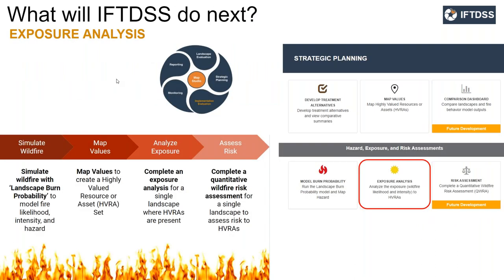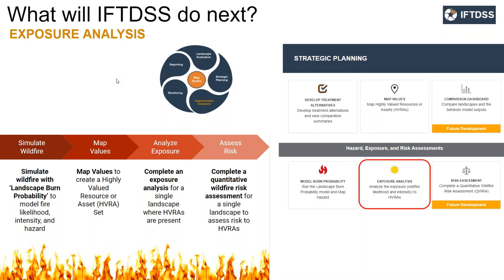along with exposure. So also, as has been mentioned, we've been slowly releasing parts to doing a full quantitative wildfire risk assessment. It's kind of a four-step process, and we've talked about simulating wildfire, which is that landscape burn probability model. Caroline and Kim both touched on the map values, so being able to actually map your highly valued resources and assets across the landscape. And then the next two components are exposure and risk. So exposure is what we're developing now. It's almost done, and that will be released in early March.